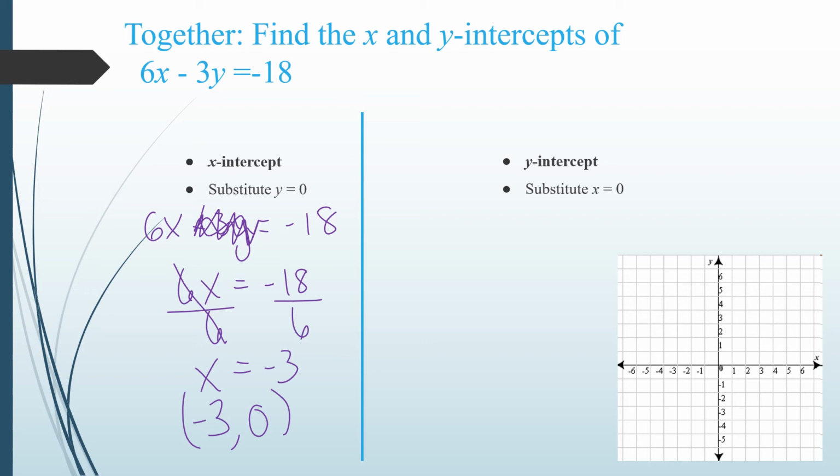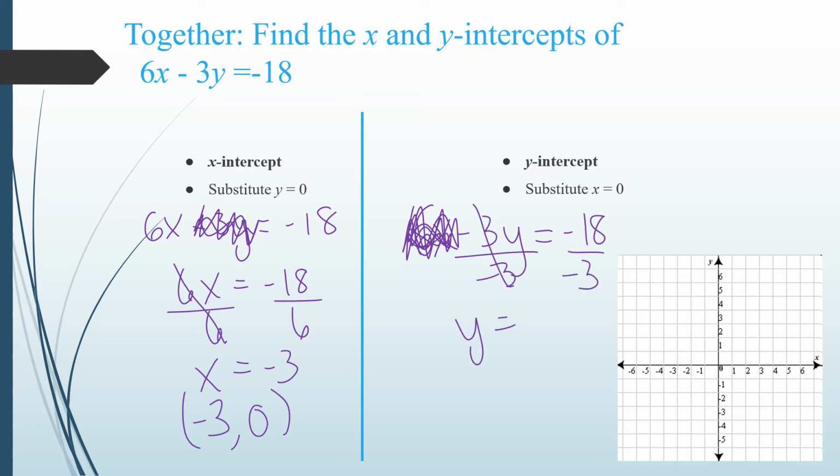Now I'm going to find the y-intercept. So I'm going to rewrite my equation here. 6x minus 3y equals negative 18. And again, if I'm finding the y, the x has nothing to do with it. So I'm going to just cross that out. X would equal 0. Now I'm going to divide by negative 3, and I get y equals 6. So the ordered pair for my y-intercept is 0, because the x didn't have anything to do with it, and then the y value was 6.